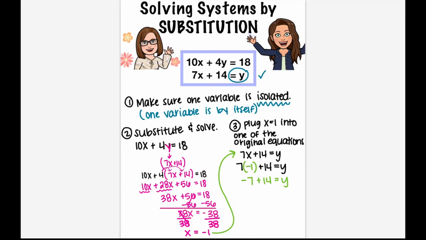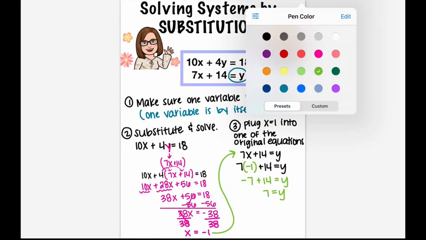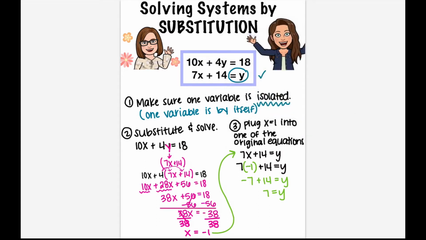So 7 times negative 1 is negative 7 plus 14 equals y. Negative 7 plus 14 is positive 7. So we get positive 7 equals y. Now we can write our final solution as a point. If our solution is an ordered pair x comma y, then our solution for this system of equations is negative 1, 7.